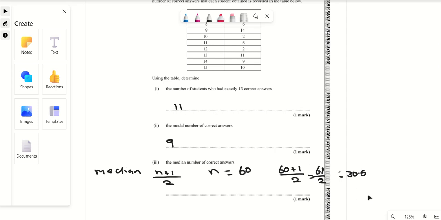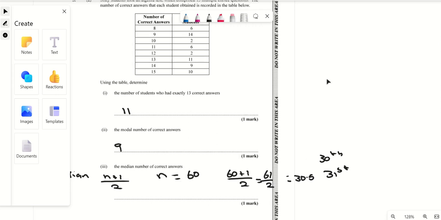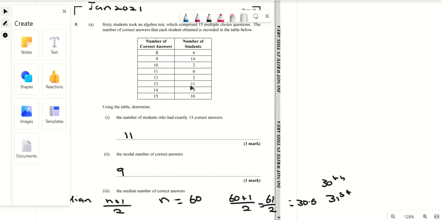Now, this is where it gets a little bit tricky. We have to find out the 30th value. So 30.5 would be between your 30th and your 31st. So what you are going to do is add the number of students, the 30th student, how much they would get, and the 31st student, how much they would get. So your 30th student would be, you're going to add 6 plus 14. So if you add the 2, that's 20 students.